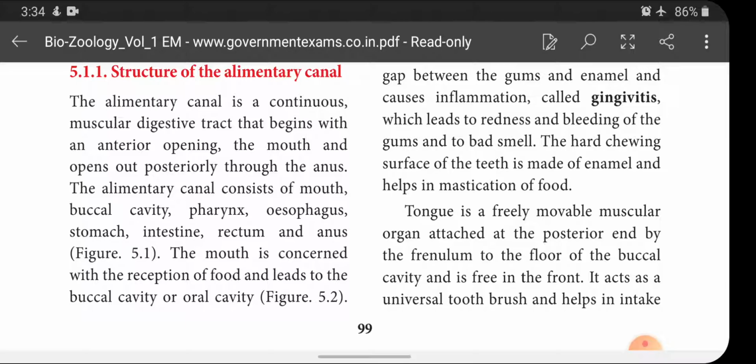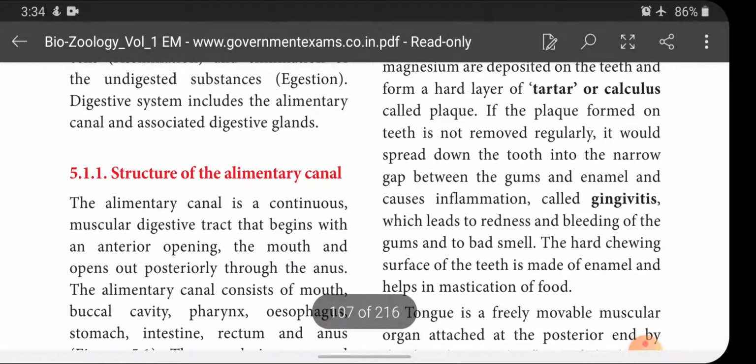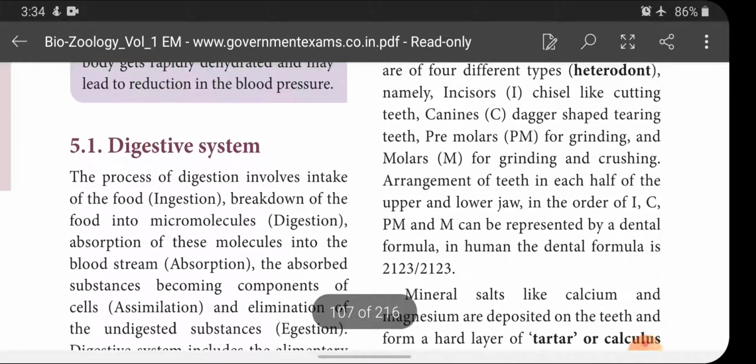The mouth is concerned with the reception of food and leads to the buccal cavity or oral cavity. So the mouth is the part where it receives the food, and the mouth leads into a cavity called the buccal cavity or oral cavity.